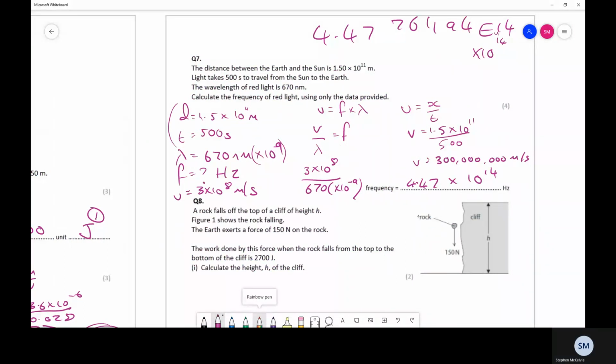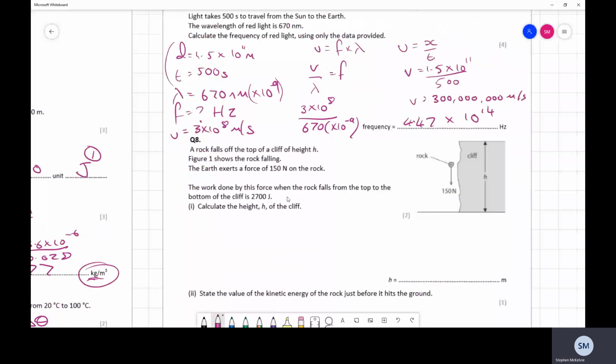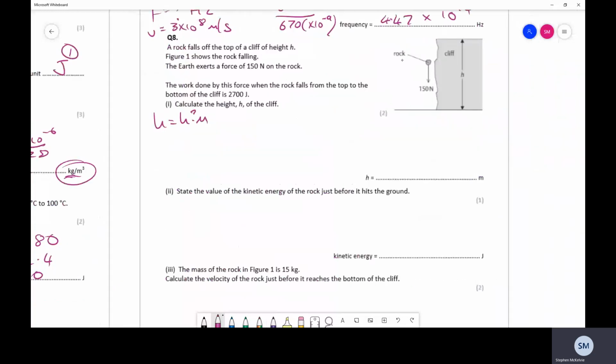Lovely stuff. The rock falls off the top of a cliff of height h. H is equal to h, I don't know, meters. Figure 1 shows a rock falling. Oh, look, there's a rock. The Earth exerts a force of 150 newtons on a rock. The work done by this force when the rock falls from the top to the bottom of the cliff is 2,700 joules. 2,700 joules is my work done. Calculate the height of the cliff.